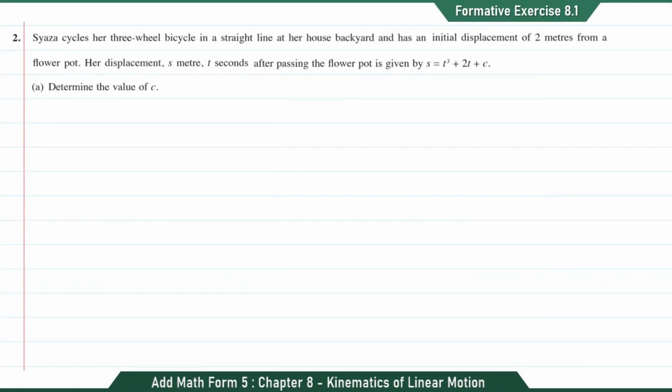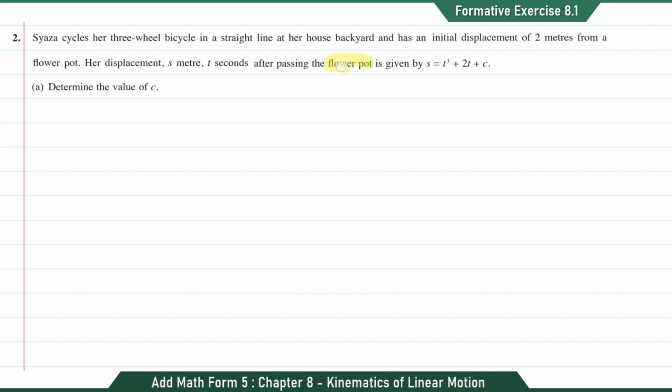Question number 2. Shazza cycles her 3-wheel bicycle in a straight line in the house backyard and has an initial displacement of 2 meters from a flower pot. Her displacement s meters, t seconds after passing the flower pot, is given by s equals t cubed plus 2t plus c. A. Determine the value of c.